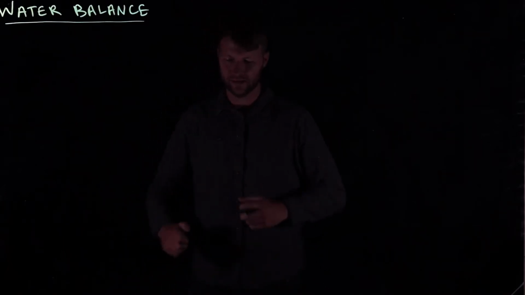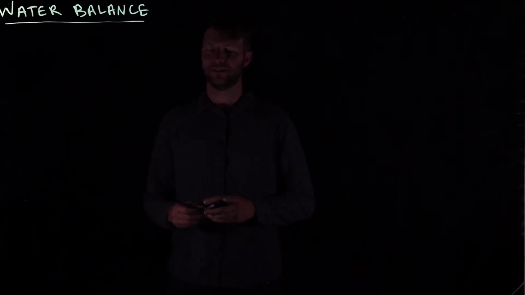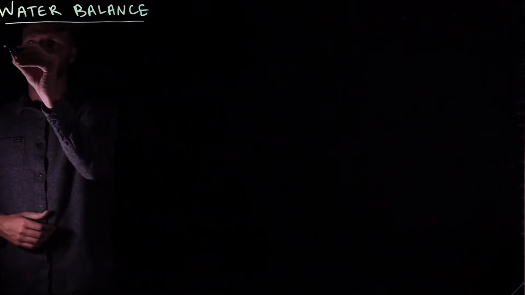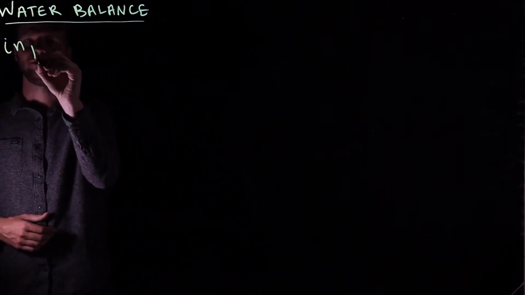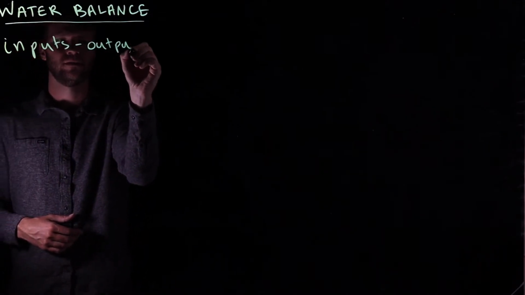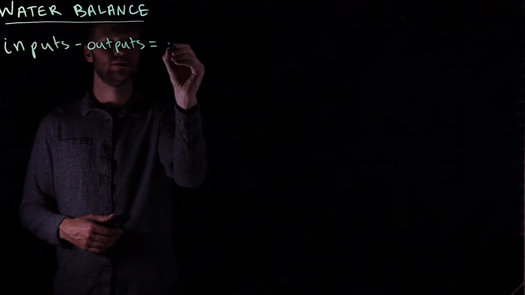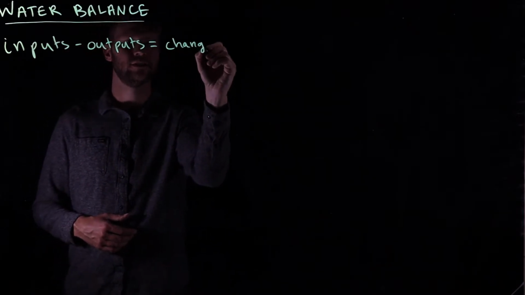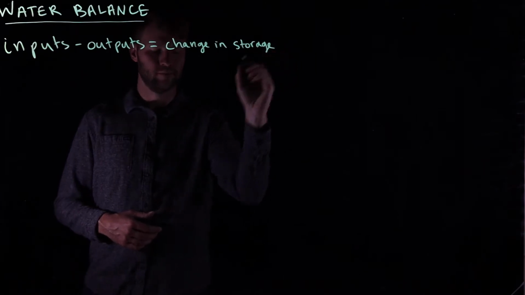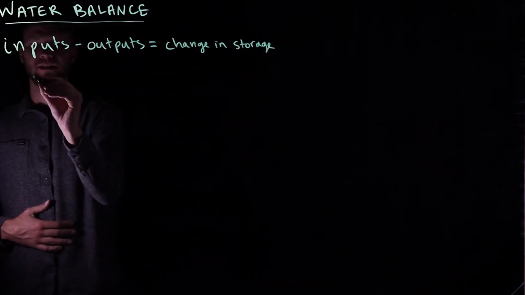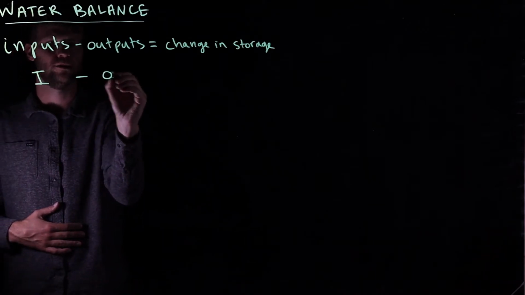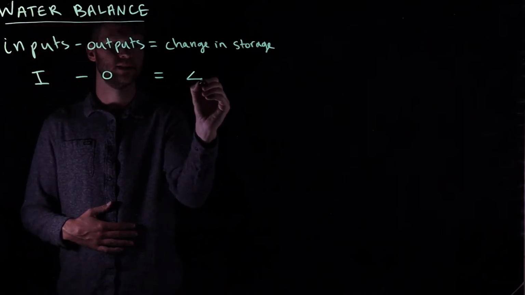All right, let's talk some about water balance. Whenever we, in earth sciences in general, have a balance equation, we're usually referring to this equation: inputs minus outputs are equal to the change in storage. And we can express this symbolically by saying I minus O equals delta S.